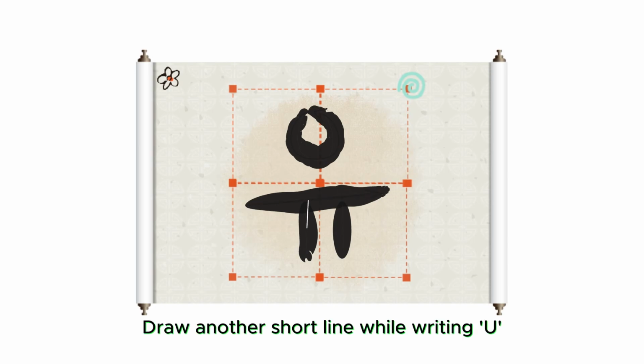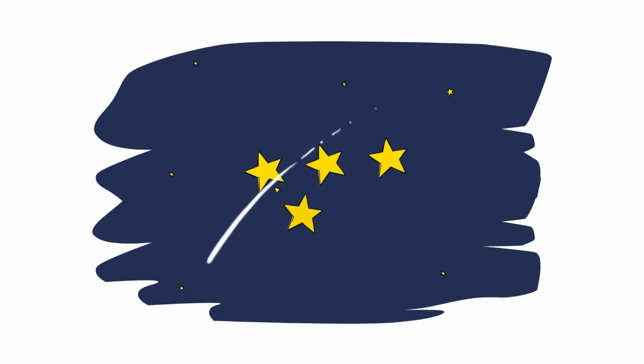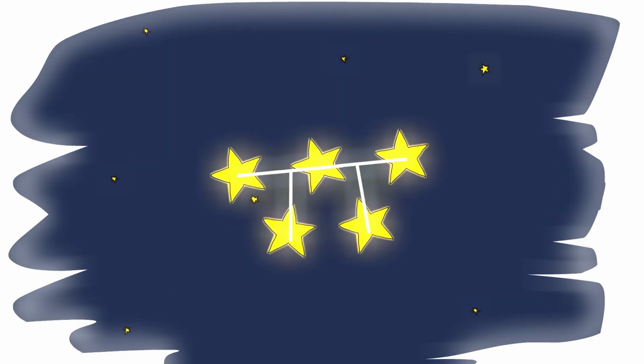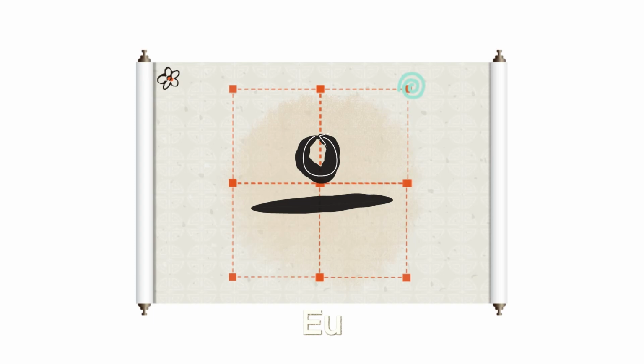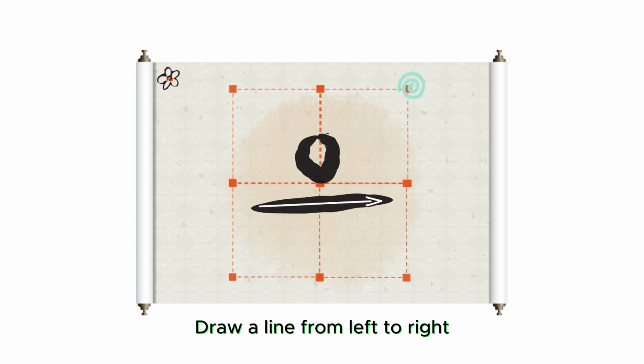Draw another short line while writing. 우, 유, 으, Draw a line from left to right.